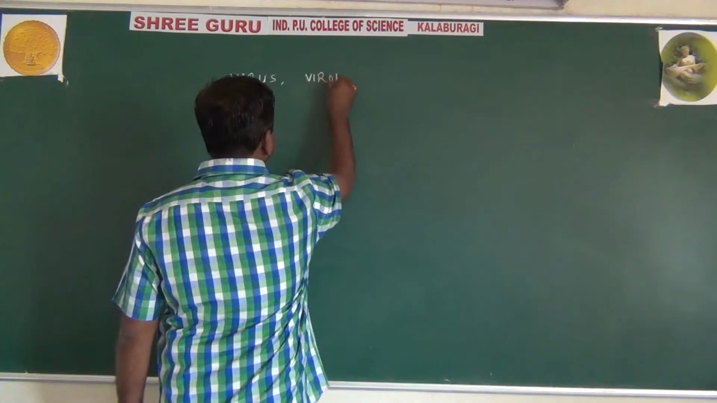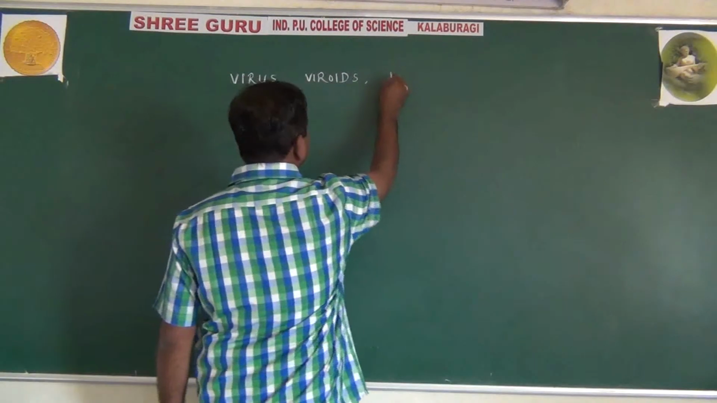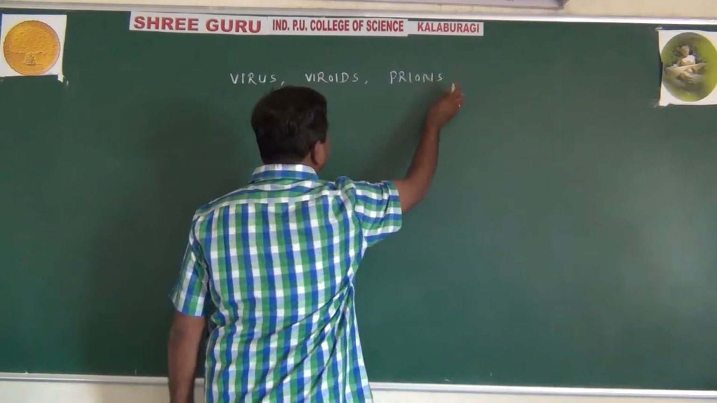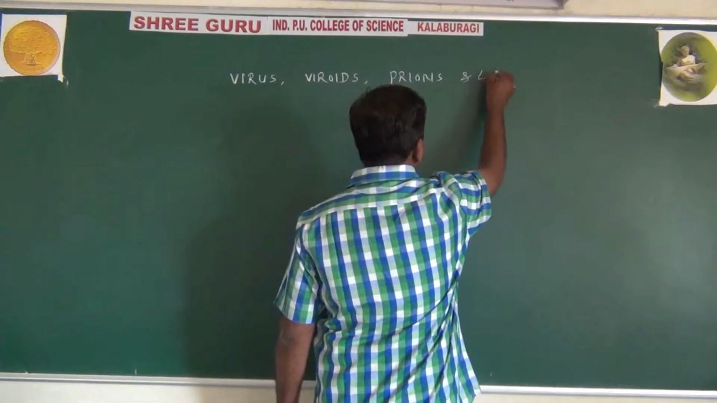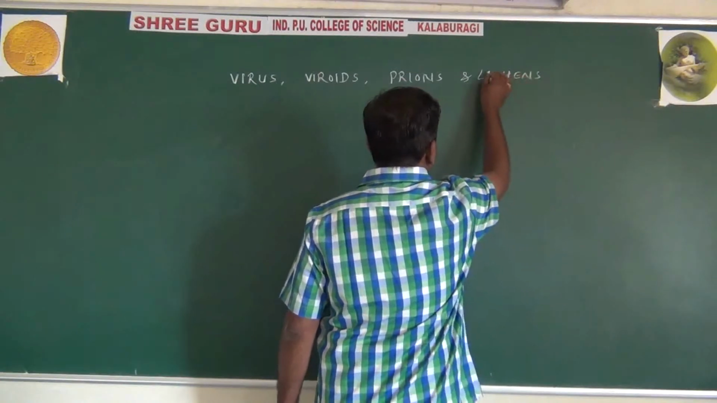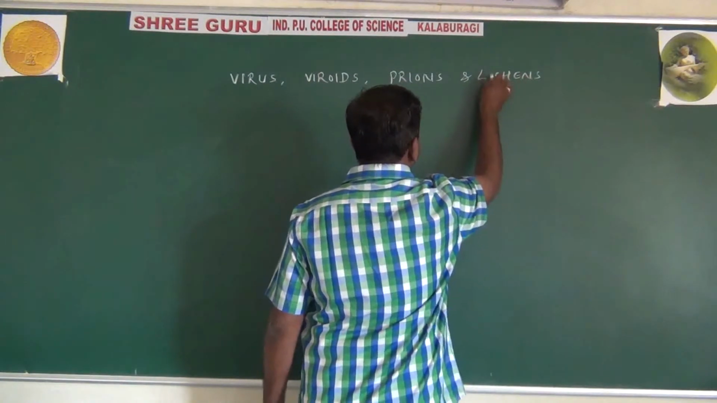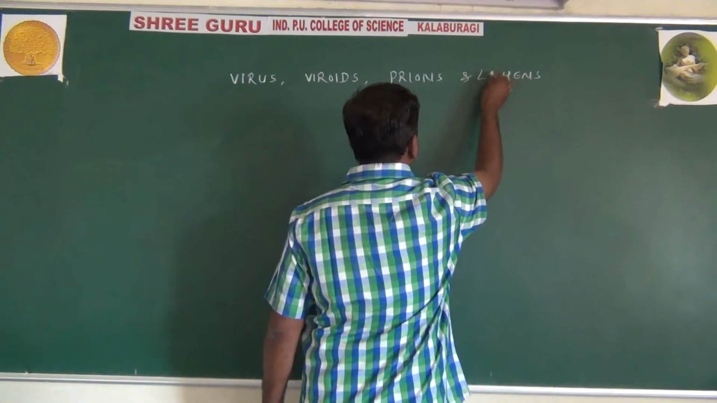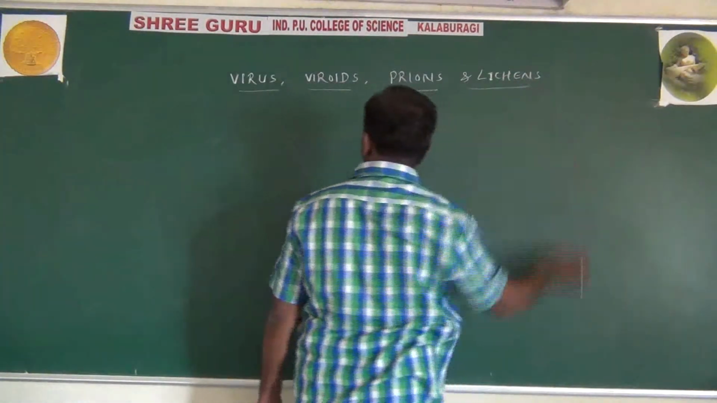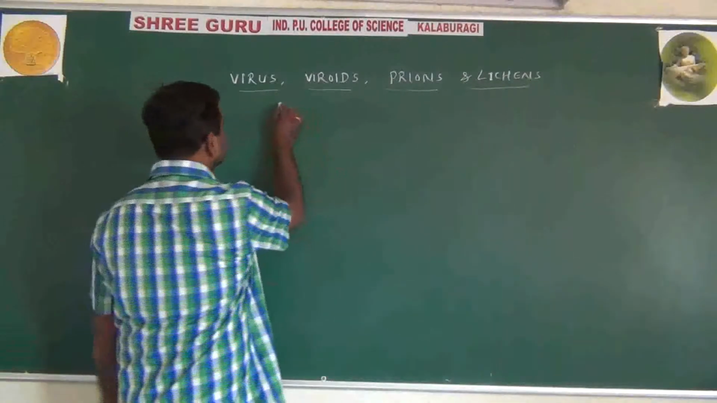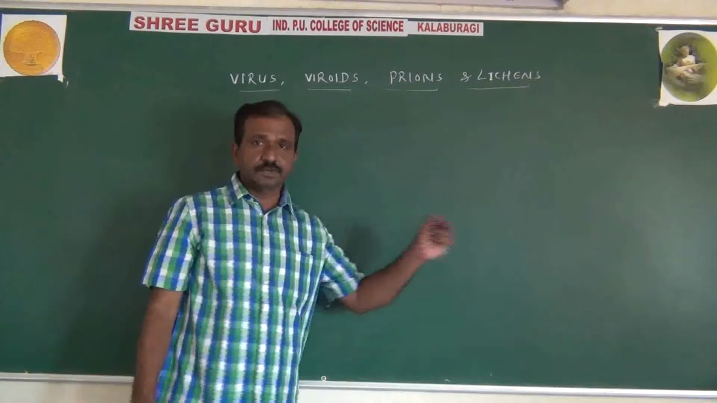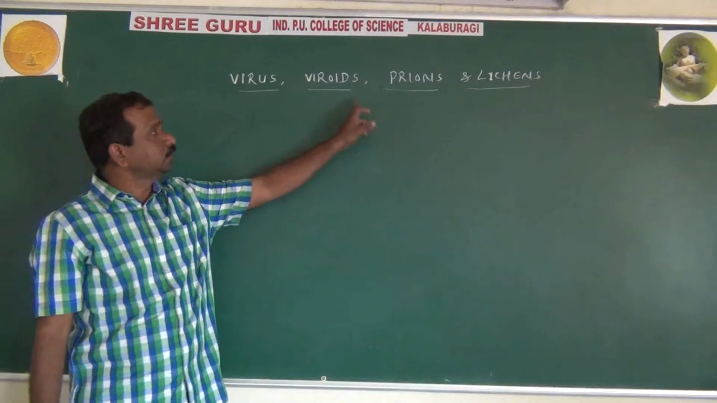Viroids, prions and lichens. So here we are observing viruses, viroids, prions and the lichens. Lichens we will study later.